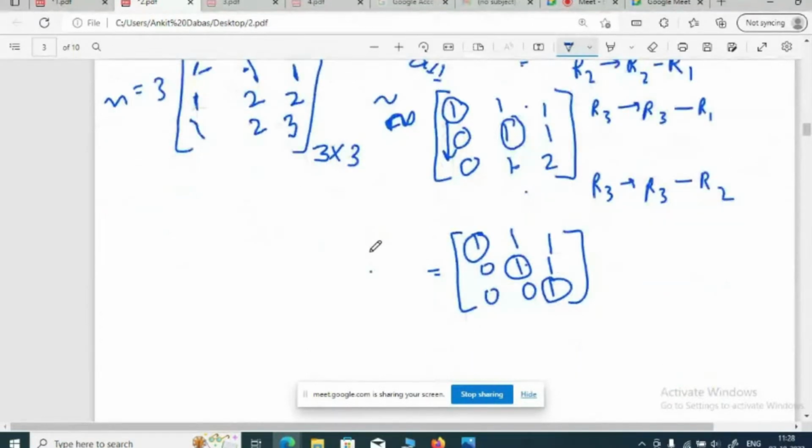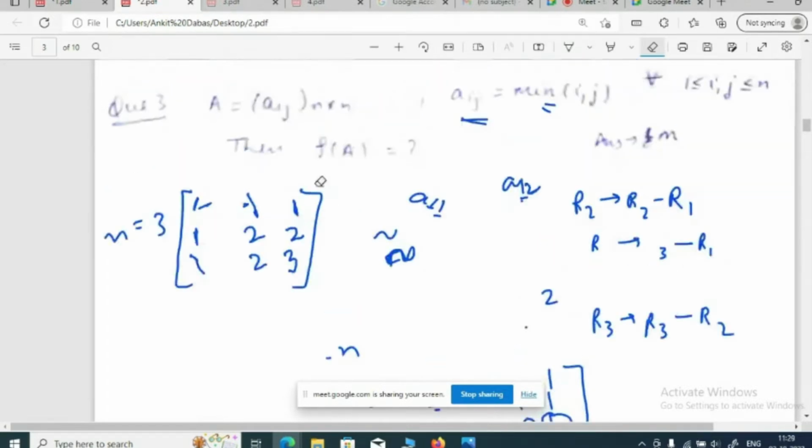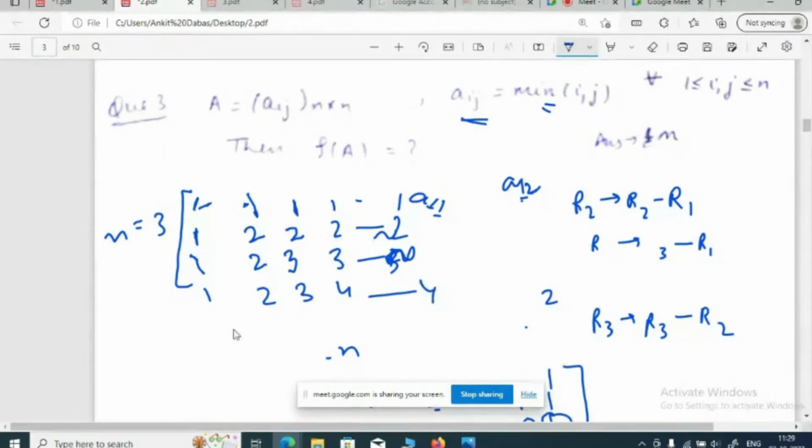So there is a chance that the rank of the matrix is equal to n. We can compute this for any general matrix of order n. In that case, this matrix will expand. Here we will get all entries in the first row equal to 1. All other entries in the second row will be 2. Here will be 3. We will get 1, 2, 3, 4. Other entries will be 4, and in a similar manner this will progress.